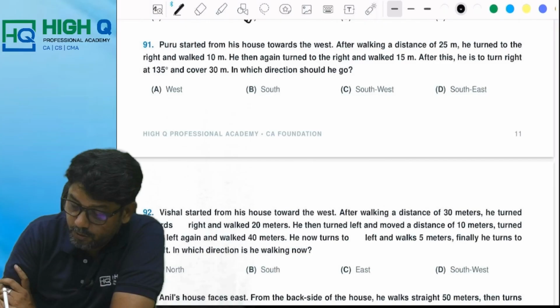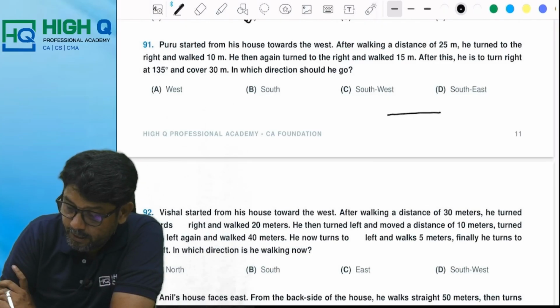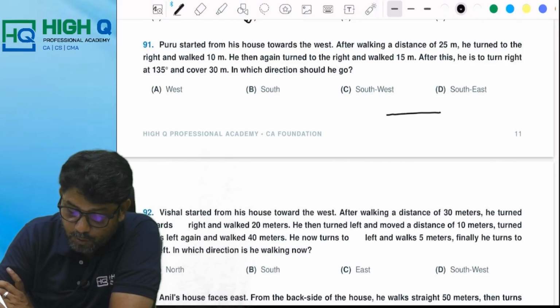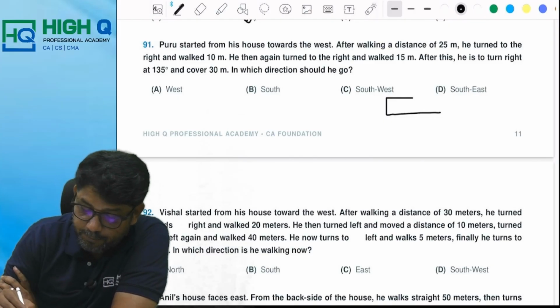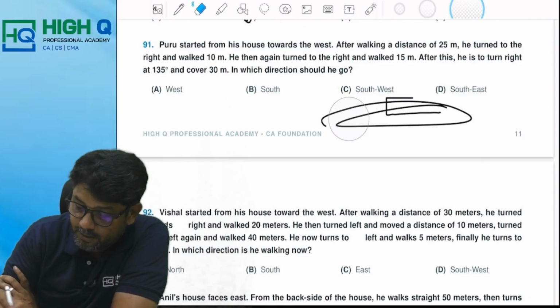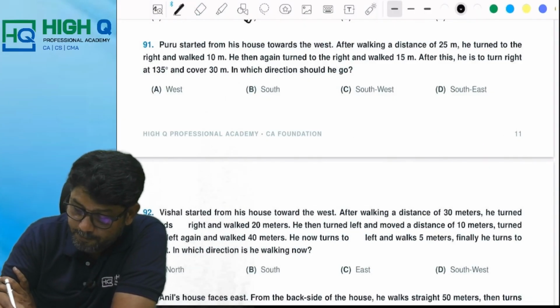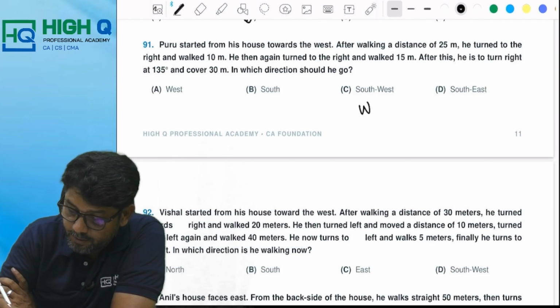Next, Puru started from his house towards west. After walking 25 meters, he turned to right and walked 10 meters. Draw a proportionate diagram, my dear. He then again turned right and walked 15 meters. After this, he has to turn right 135 degrees and cover 30 meters. In which direction should he go? Now listen here, this degree and all comes now.